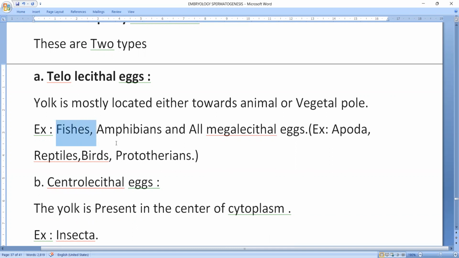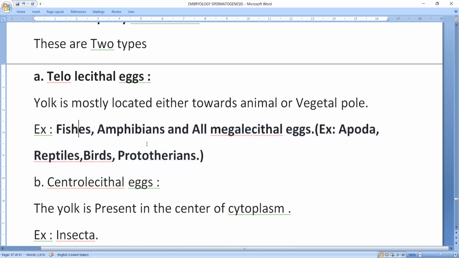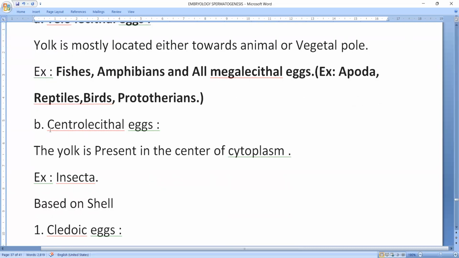So fishes, amphibians, and all megalethal eggs. Okay, you remember. So here two added, fishes and amphibians are also added. Amphibians are actually mesolethal eggs, fishes also. But here they are added to megalethal eggs, in terms of distribution of yolk substance. So that's why you remember the examples very, very carefully. And this is very, very famous.